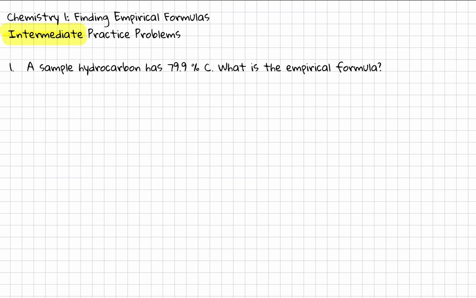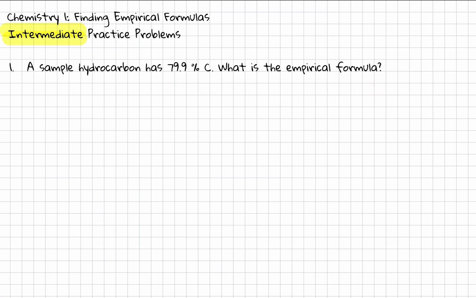Hey everyone, welcome back to Chemistry 1, where the topic that we will be discussing as far as practicing problems are going to cover problems about finding empirical formulas, and these problems are going to be a little bit more challenging. The first one that we're going to talk about is a sample hydrocarbon has 79.9% carbon. What is the empirical formula?